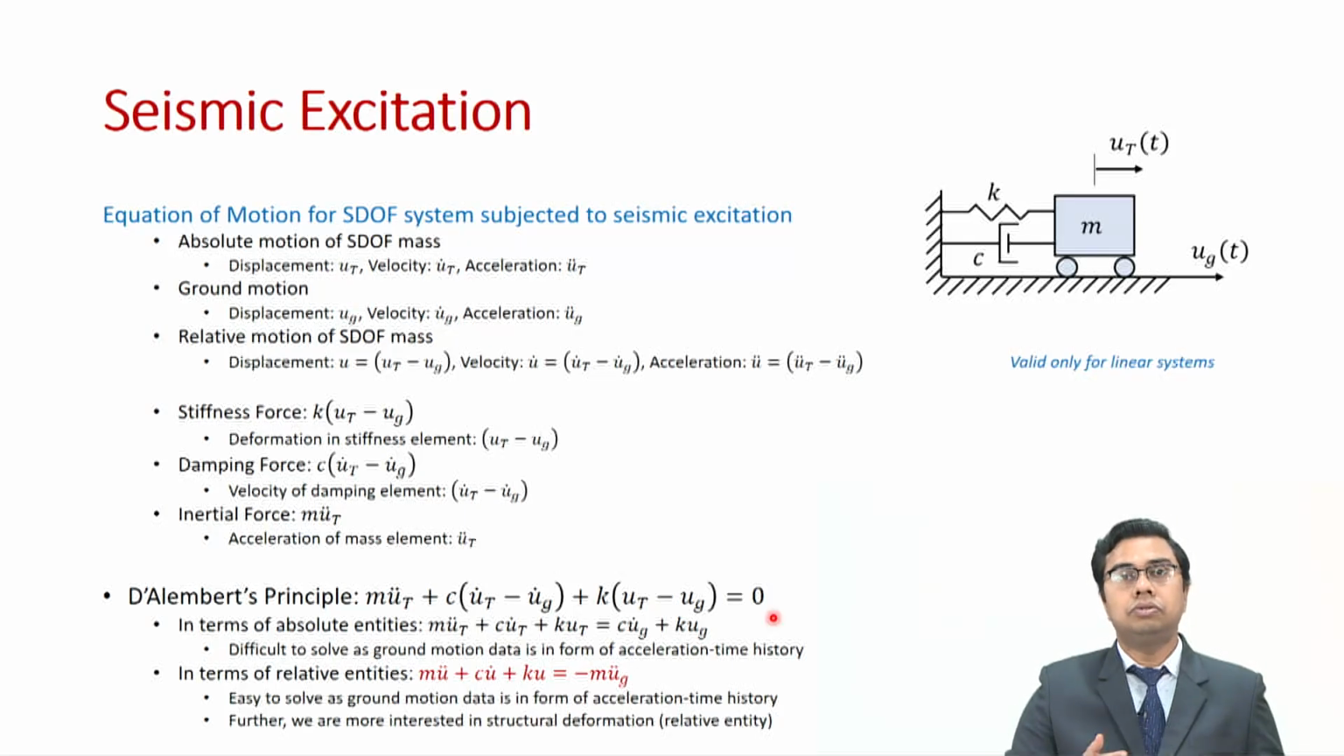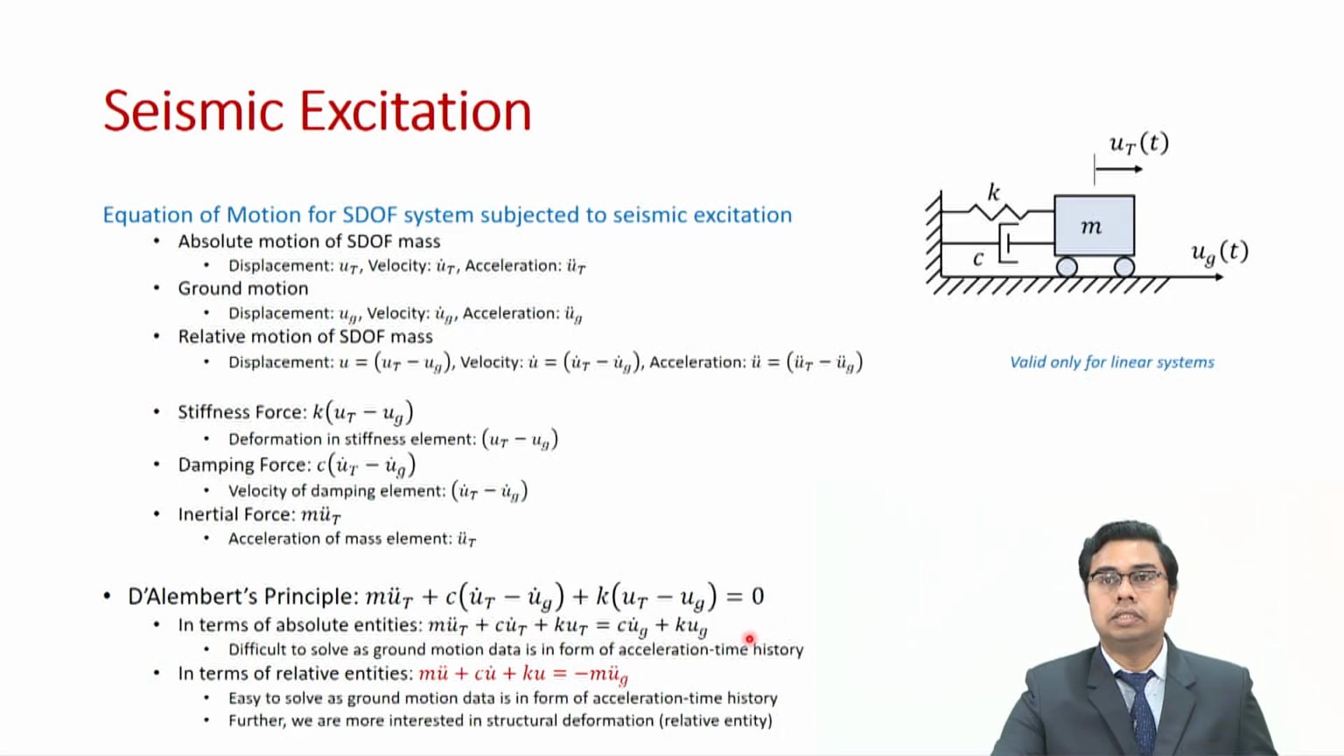Now there are two ways to express this. If we do further simplification in terms of ut, u dot t and u double dot t, we get the equation as m u double dot t plus c u dot t plus k ut equals c u dot g plus k ug.